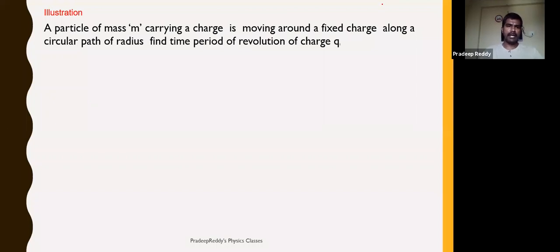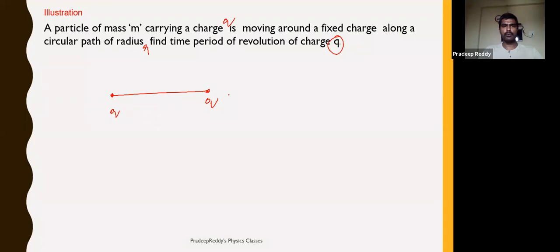A particle of mass m carrying a charge, let me take this charge as q, is moving around a fixed charge along a circular path of radius r. Find the time period of revolution of that particular charge. So let me take, there is one charge over here and there is another charge over here. Say this charge is q and this charge is q.